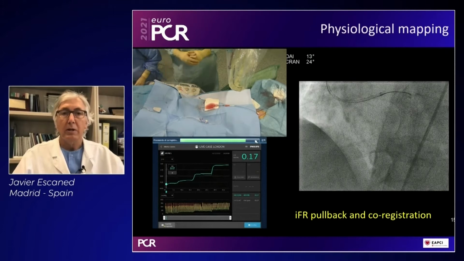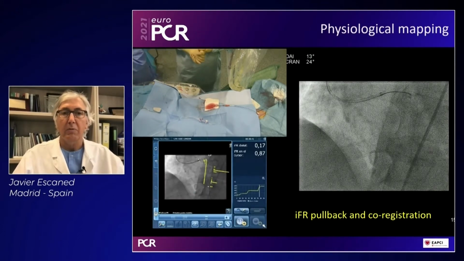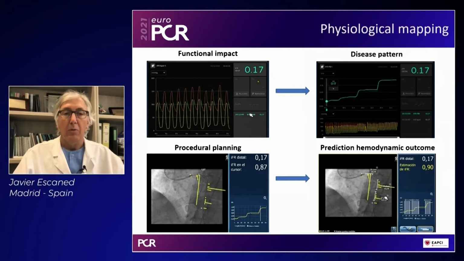Second thing was to perform physiological examination of the vessel. And this, of course, can be performed without injection of contrast. You can obtain different levels of information. You can first learn about the functional impact of the overall burden of atheroma in that particular vessel. You can then see the disease pattern. You can see here that there is a ladder phenomenon, different steps.